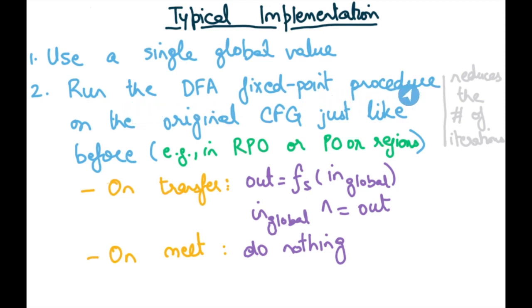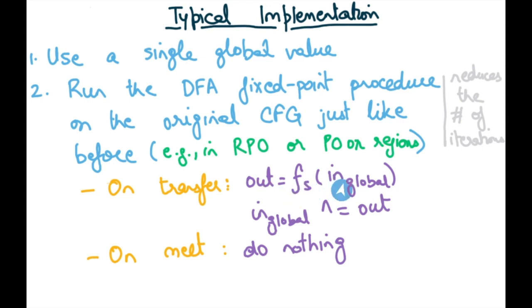And then you run the DFA fixed point procedure, just like Kildall's algorithm that we have discussed, on the original CFG, just like before. Okay, so you don't actually dismantle the CFG, as I've been saying in the previous slides. You run the fixed point procedure on the original CFG in the reverse post order if it's a forward DFA, or in the post order if it's a backward DFA, or you can use regions as we have discussed in a region-based analysis.